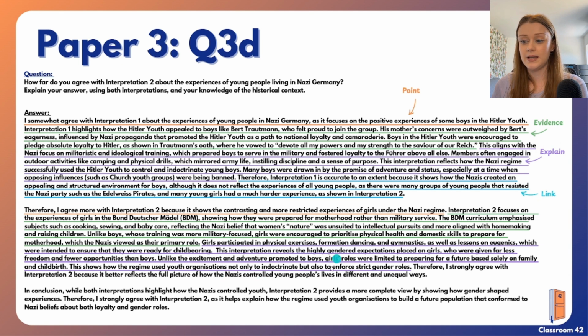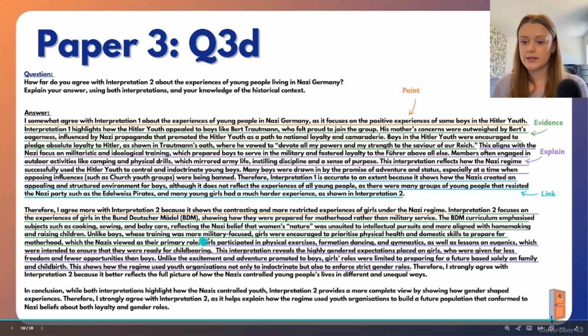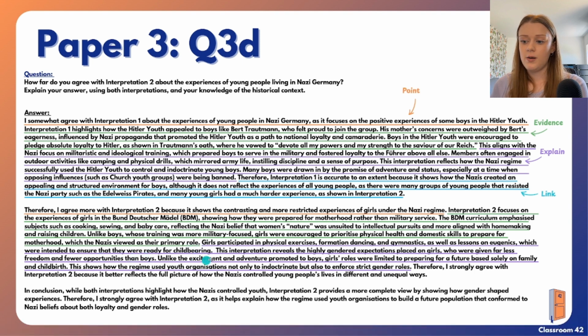So girls participated in physical exercises, class lessons on eugenics, to ensure that they were ready for childbearing. The interpretation reveals highly gendered expectations placed on girls who were given far less freedom and fewer opportunities. Unlike the excitement and adventure promoted to boys, girls' roles were limited to preparing for a future based solely on family and childbirth. This shows how the regime used youth organisations not only to indoctrinate but to enforce strict gender roles.